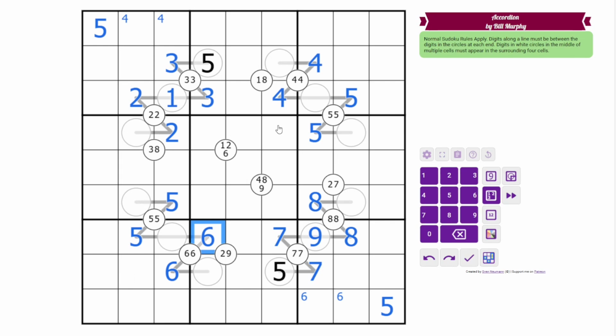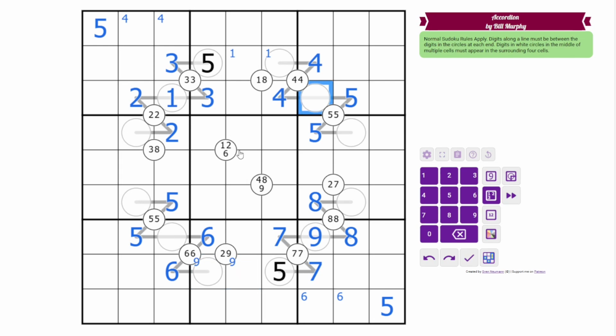We've got some other limitations like that, but they aren't quite as restricted. For example, 3 has to go up here somewhere because of these 3s. 1 is going to have to go in one of these cells on the quad. And 9 is going to have to go in one of these cells.